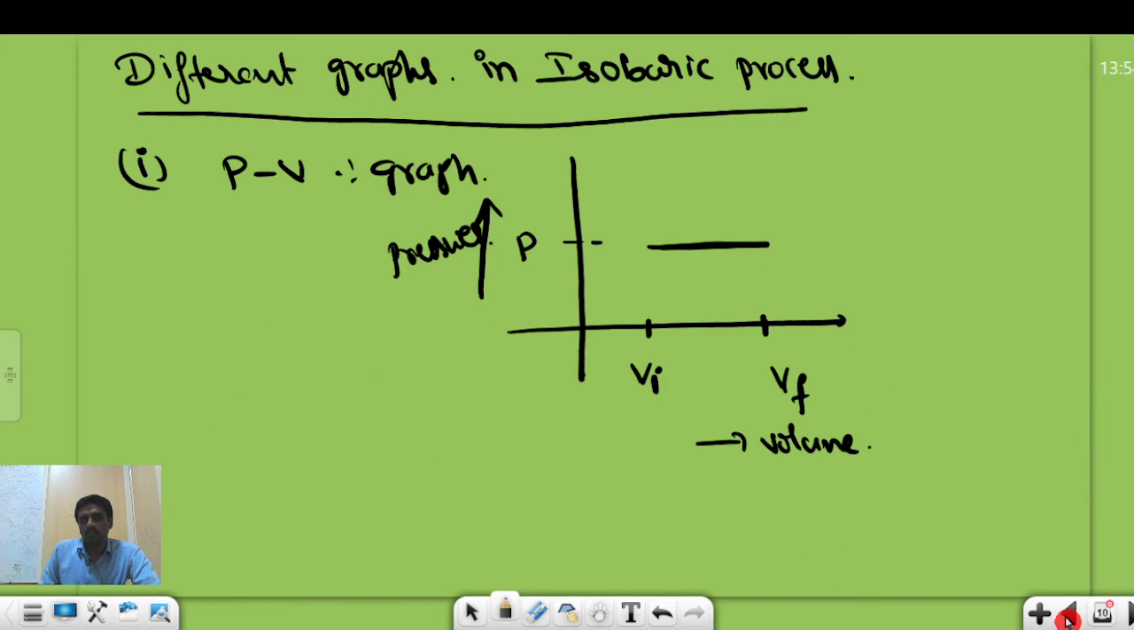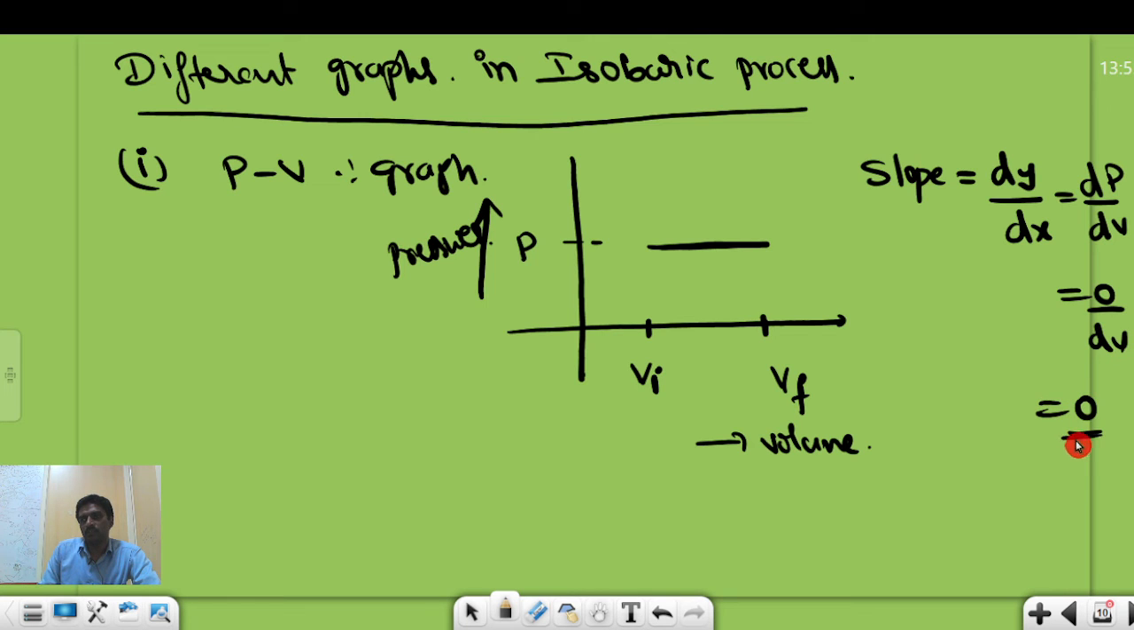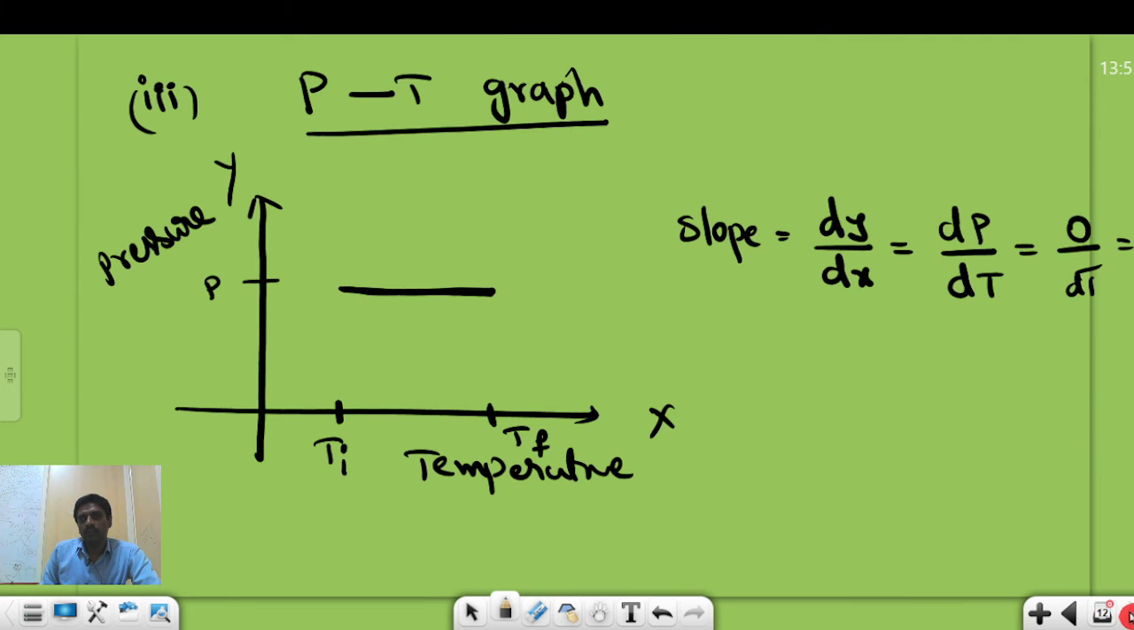In a similar manner, come to this graph also. What is the slope here? The slope is equal to the change in y component divided by the change in x component, that is dP by dV, which is 0 by dV, so the slope value is equal to 0. Are you getting it, I hope?